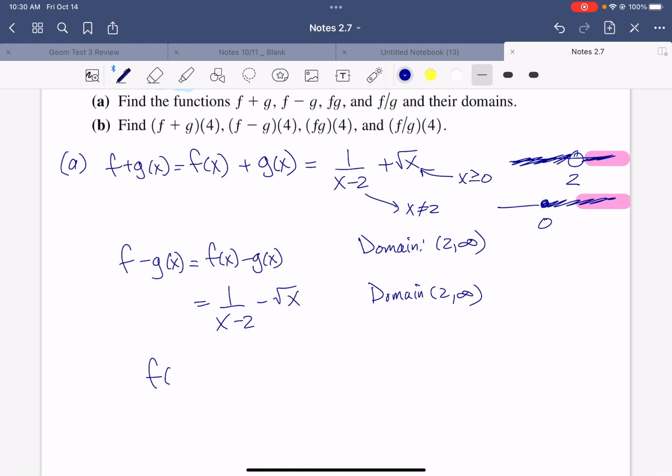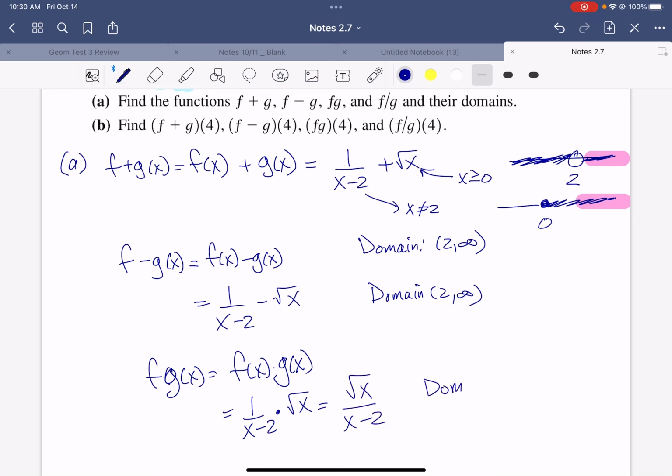You can do f times g of x. It's just going to be f of x times g of x. So that means it's going to be 1 over x minus 2 times the square root of x. In other words, the square root of x over x minus 2. And again, the domain is going to be 2 to infinity. It's going to live in here and in here.